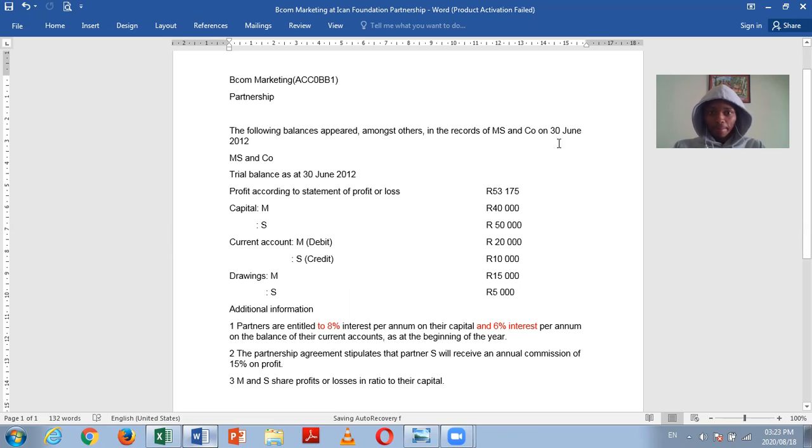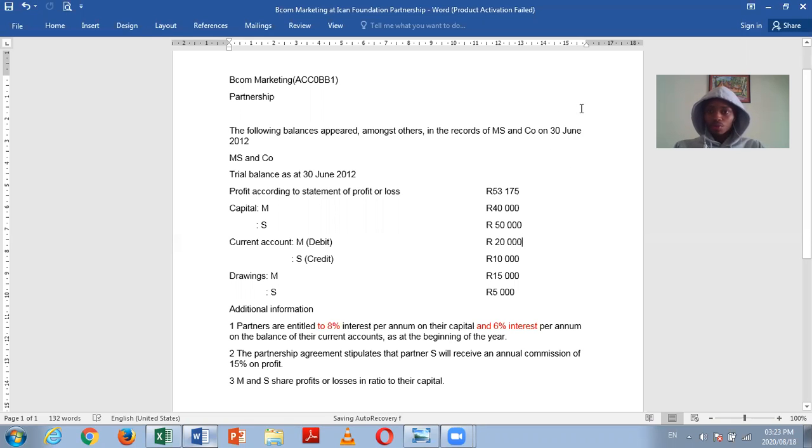So it says the following balances, among others, in the records of M and S. So M and S are the partners, right? And then on 30 June 2012. So I always tell my students that when we are given the end of the financial period, but it's not ending 31st December, to get the beginning, you take the following month.